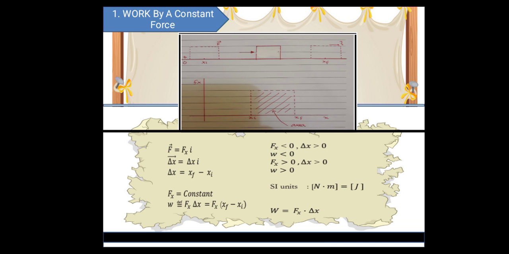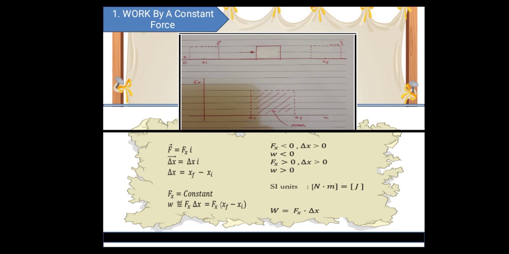Work by a constant force. Suppose an object is acted on by a constant force in the horizontal direction. Concept of work: the force starts at point XA and moves to the final position XF, in the positive direction. The formula can be written as force times the displacement of the object, where the displacement vector is delta X equal to XF minus XA.